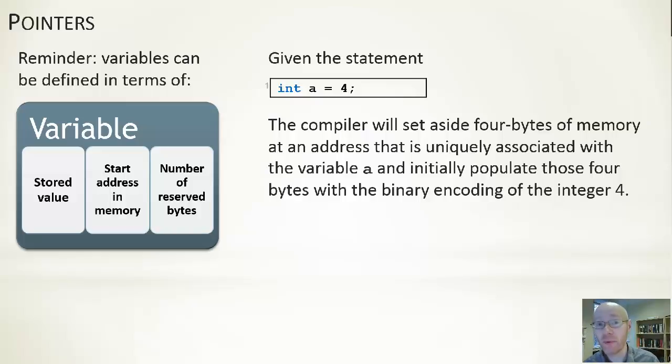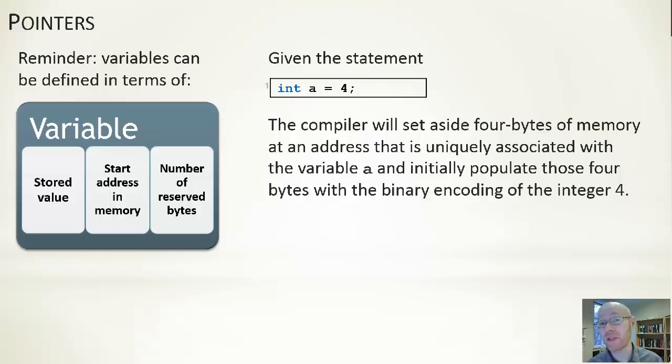Just as a reminder, when we're thinking about a variable, you can see over in the box there are a number of key pieces of information that we need to have associated with a variable. We have the stored value that the variable holds. We have the start address in memory, where it is, and we have the number of bytes reserved starting at that particular address needed to hold the value. And the type of the variable will determine what are valid stored values, how much memory is needed, and how we interpret that memory at that location.